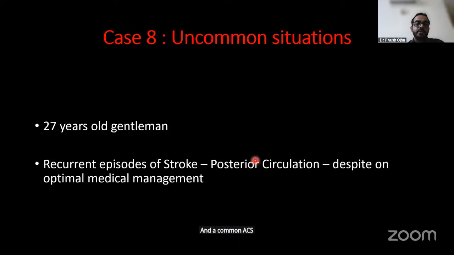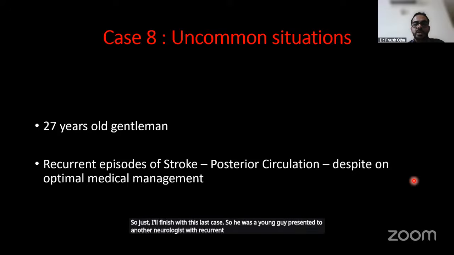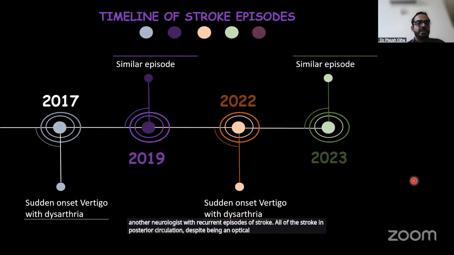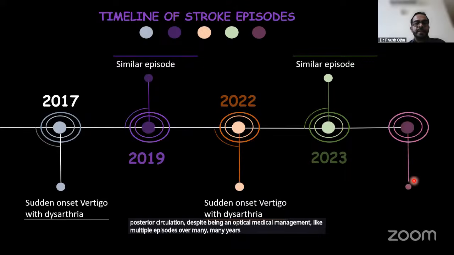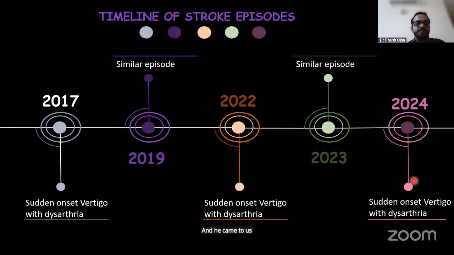And then very rarely you can also have an uncommon situation. This is one of the patients that I had. I'll finish with this last case. He was a young guy who presented to another neurologist with recurrent episodes of stroke, all of the strokes in the posterior circulation, despite being on optimal medical management, with multiple episodes over many years. And he came to us in 2024.